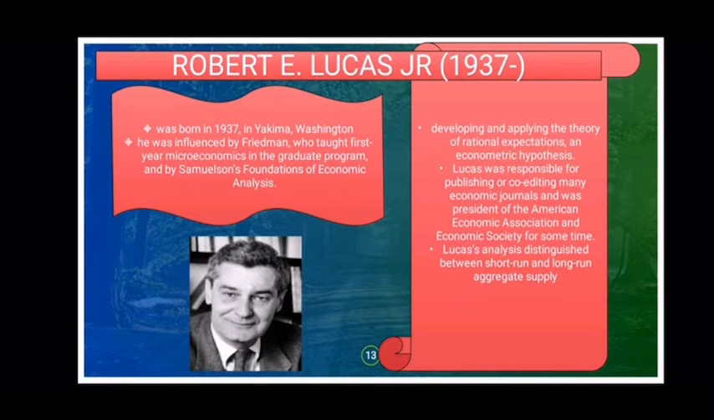Robert E. Lucas Jr. was born in 1937 in Yakima, Washington. He was influenced by Friedman, who taught first-year macroeconomics in the graduate program, and by Samuelson's Foundations of Economic Analysis. He developed and applied the theory of rational expectations and the econometric hypothesis. Lucas was responsible for publishing or co-editing many economic journals and was president of the American Economic Association and the Econometric Society for some time. Lucas' analysis distinguished between short-run and long-run aggregate supply.